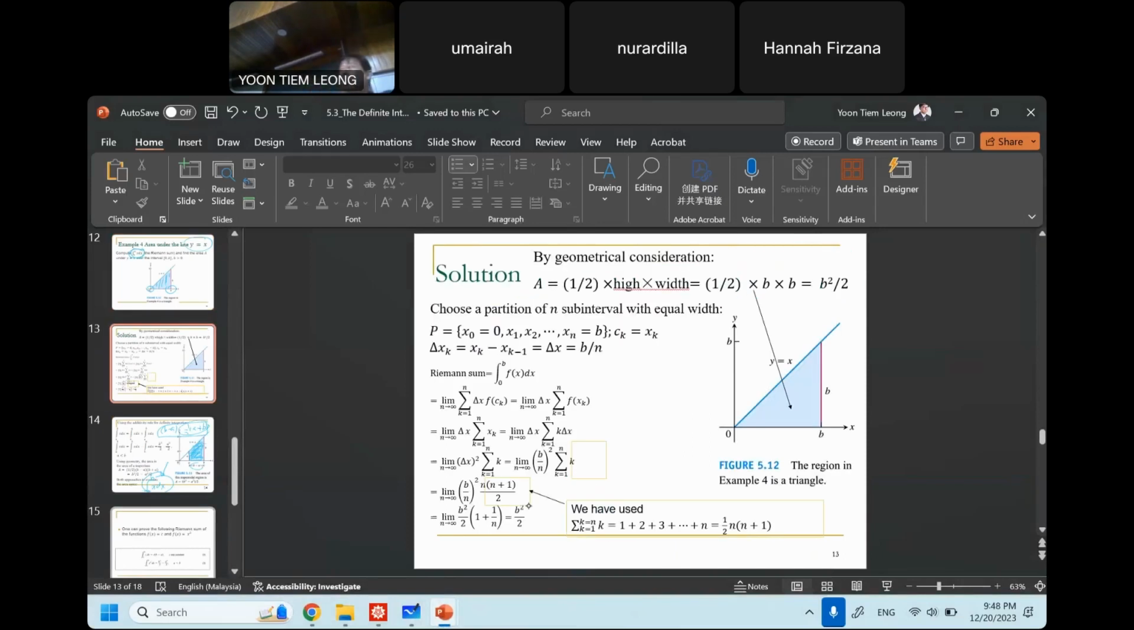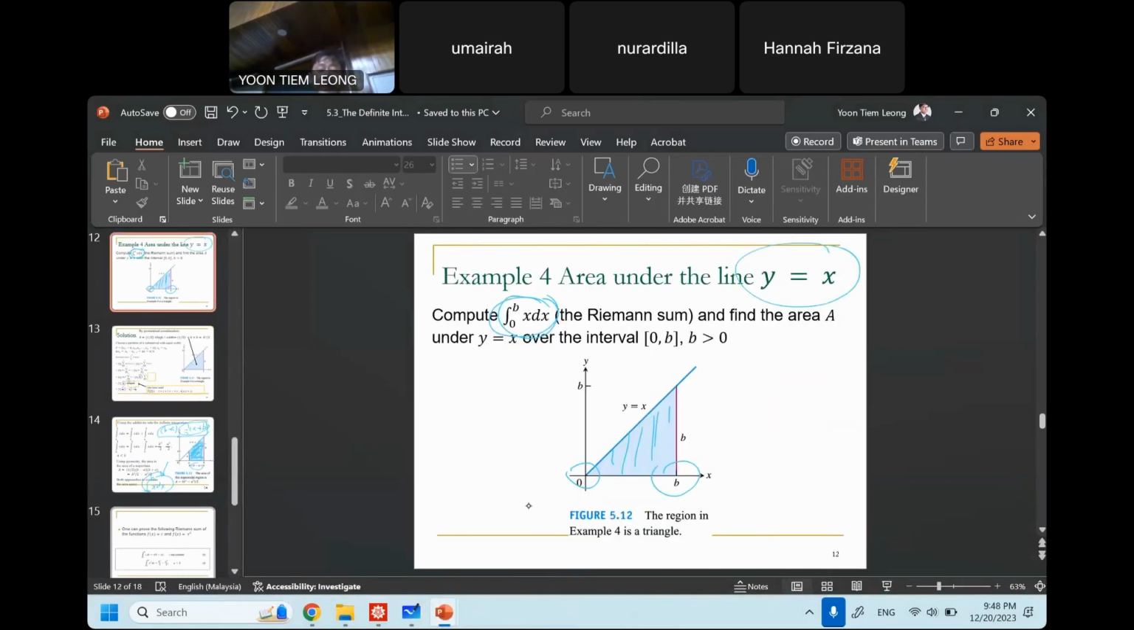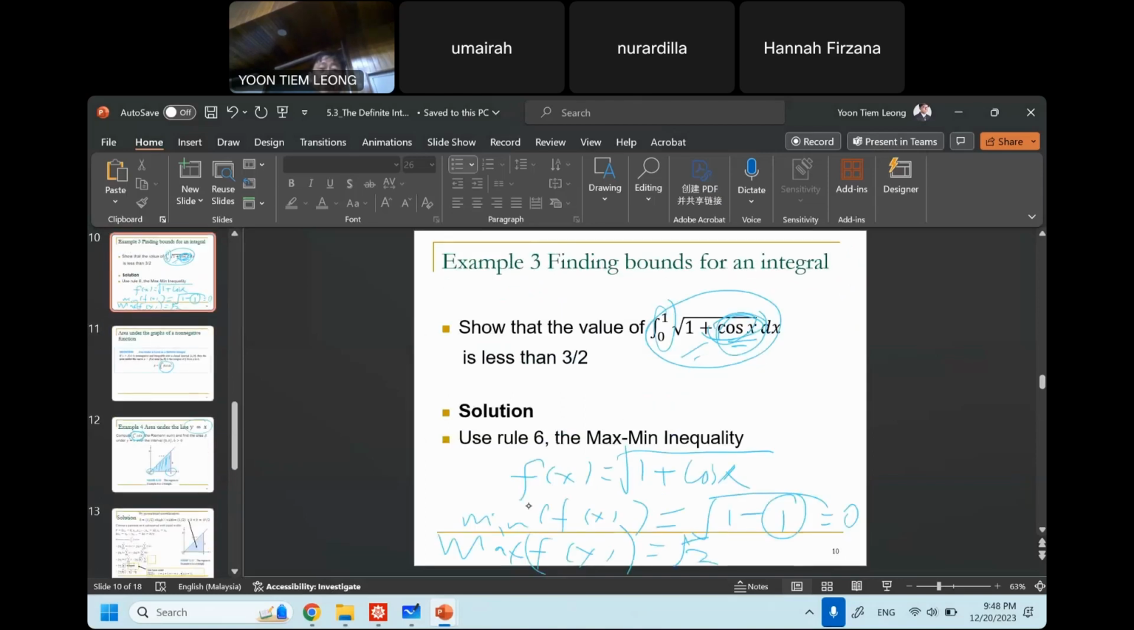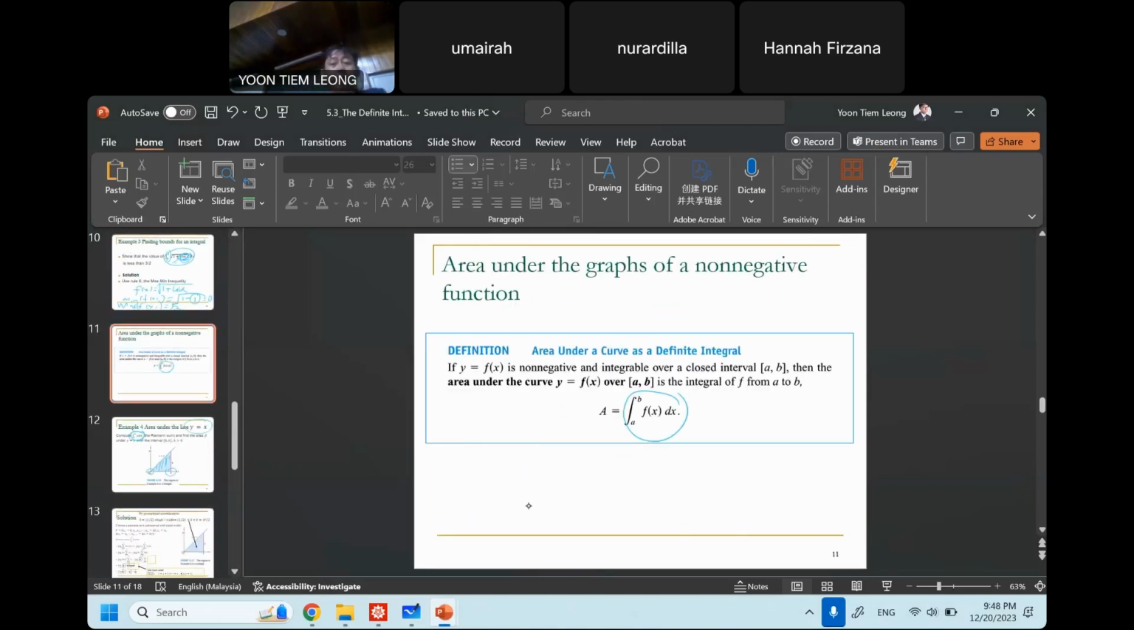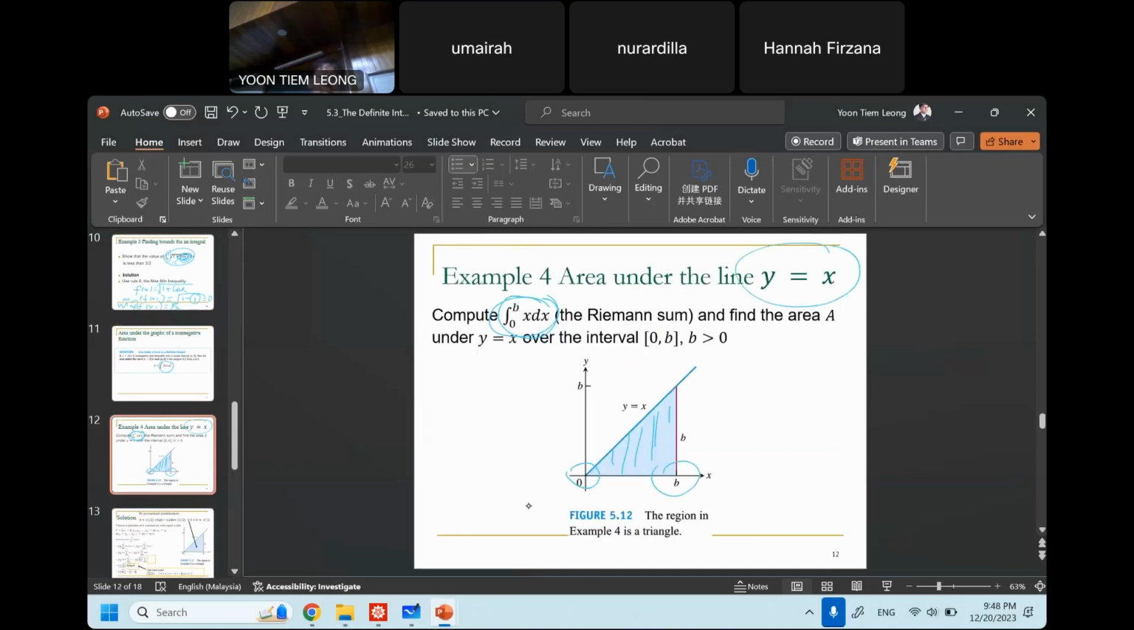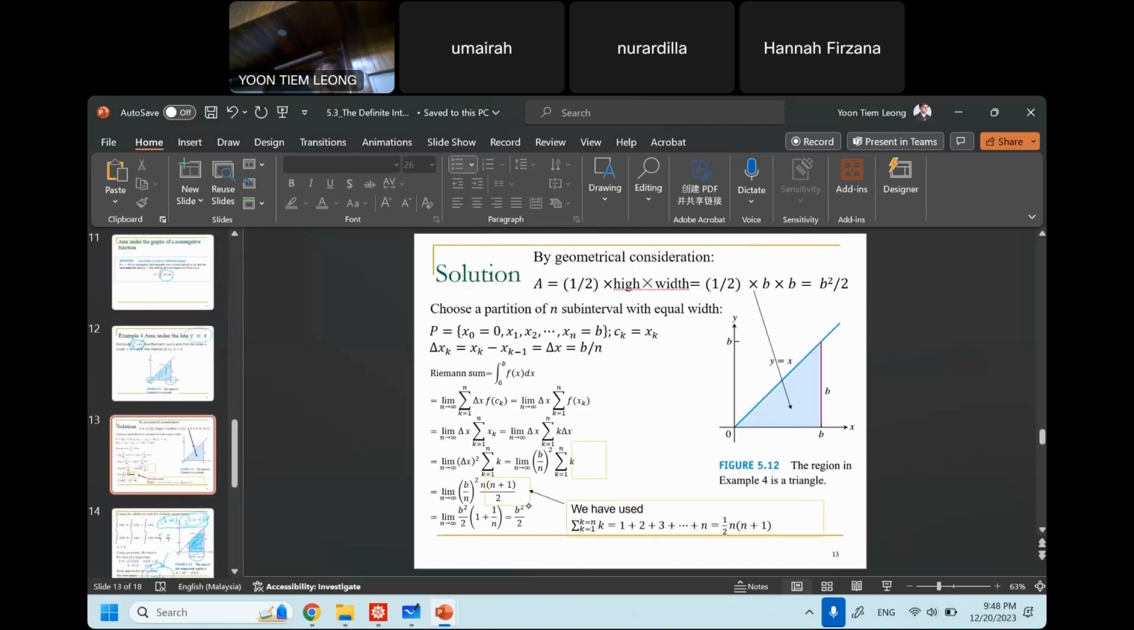Okay, so this example also tries to prove that the area of this triangle is indeed equal to the Riemann sum. Okay, so once you have established this proof, every time you have an area, you can use the area of this function to calculate the Riemann sum for a function which is positive.